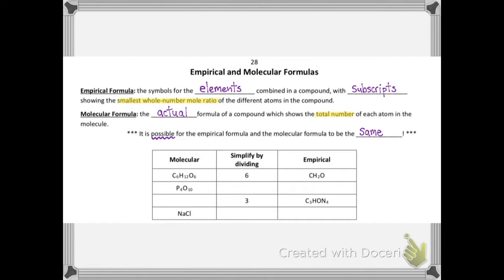All right, you should go ahead and try these other lovely example problems to make sure you remember how to go back and forth between the molecular and empirical. And when you're ready to check your work, unpause the video.